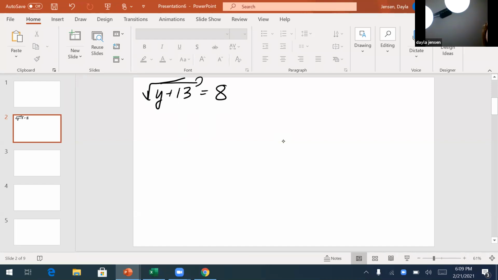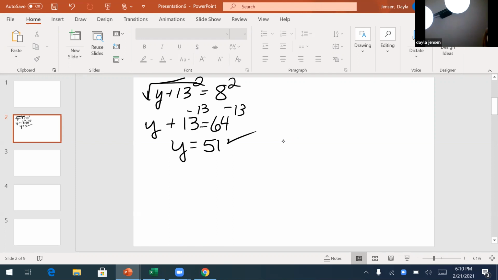So if we square both sides, we're going to get y plus 13 equals 64. Get y by itself, subtract 13 from both sides, so y equals 51. If I put 51 back into that original equation, I would get 64. The square root of 64 is 8. So yay, that checks. What if I have two radicals?